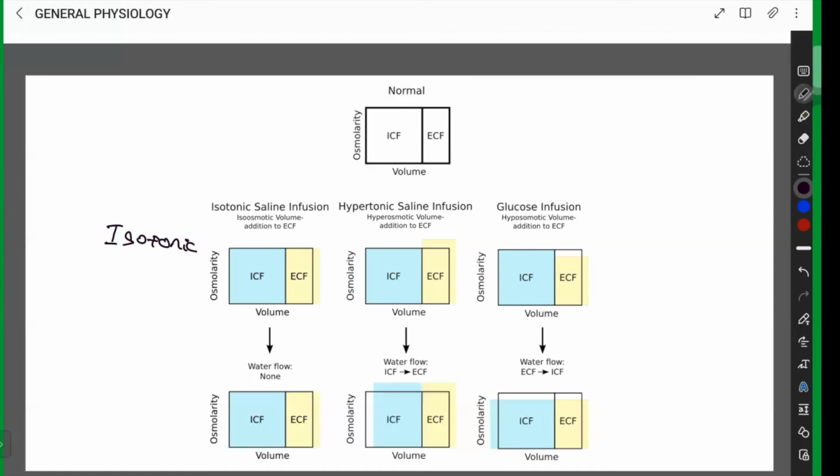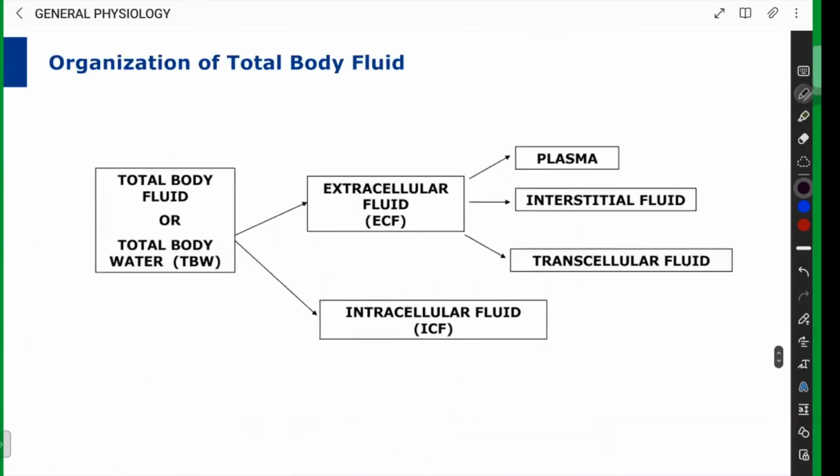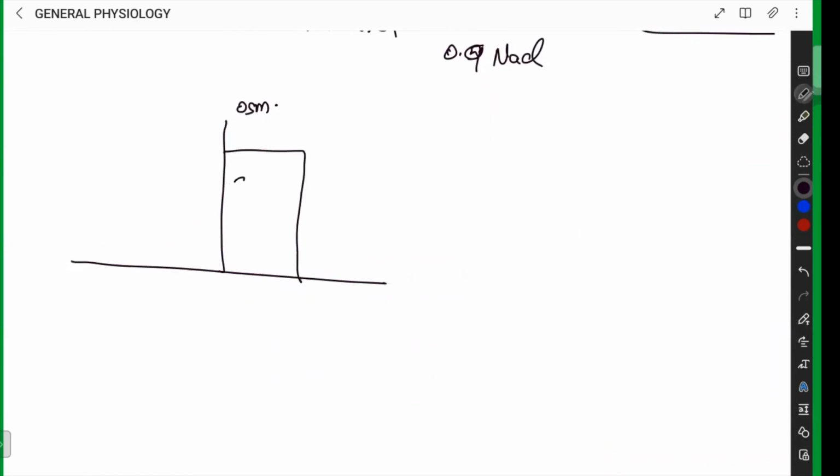Number 2, when you give an isotonic IV fluid, what happens? There is an increase in the ECF volume, of course, but it does not affect the ICF, and at the same time, it is not going to increase the osmolarity. I can show you again. I'll draw and show you. Just consider this is going to be your osmolarity. This is going to be your ECF, and this is going to be your ICF.